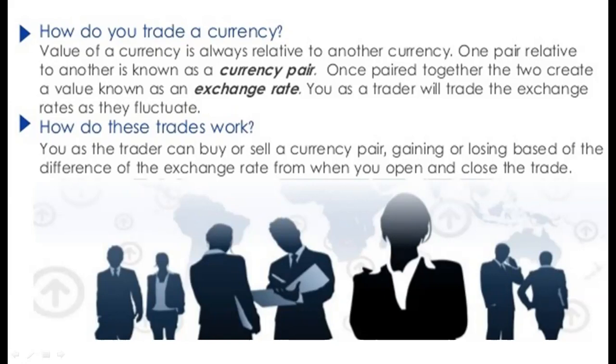All right. So when we place a trade, they're known as currency pairs, one relative to the other. Now, the currency pair is typically abbreviated three letters apiece, a total of six in most cases. And the way we create a value between the two is what's called the exchange rate. So this is how much it costs to buy the other.